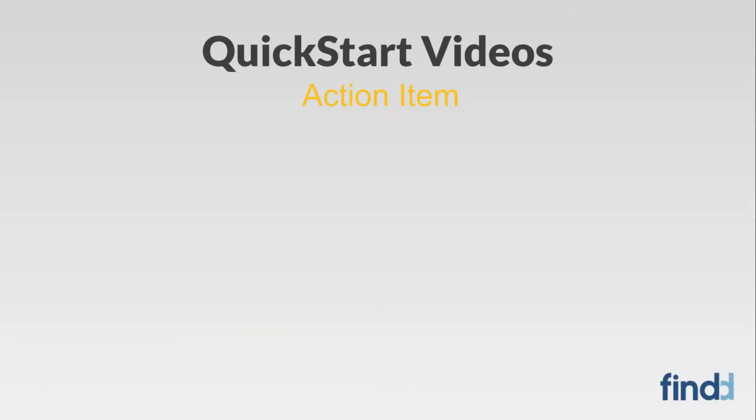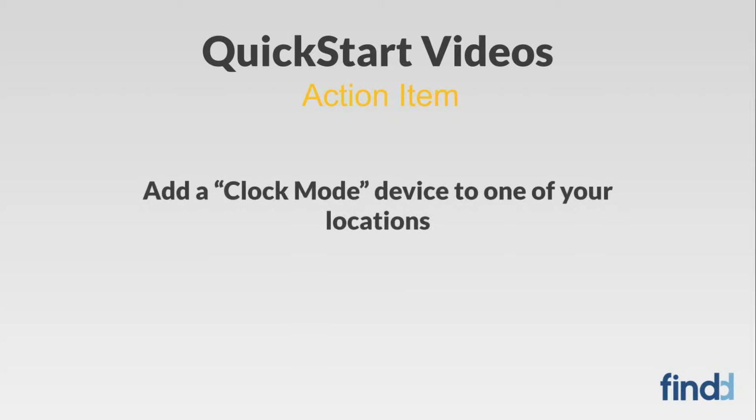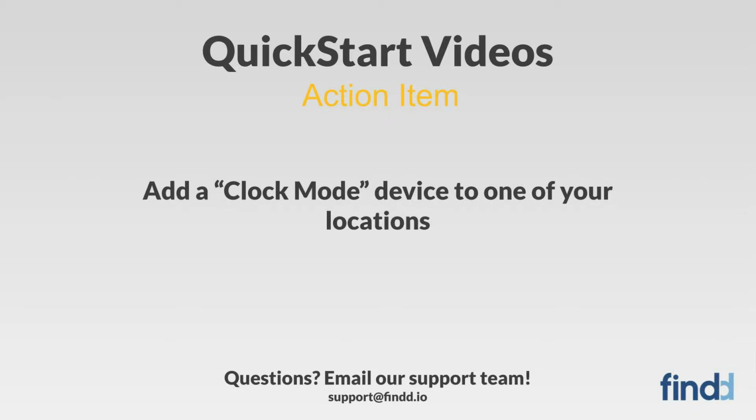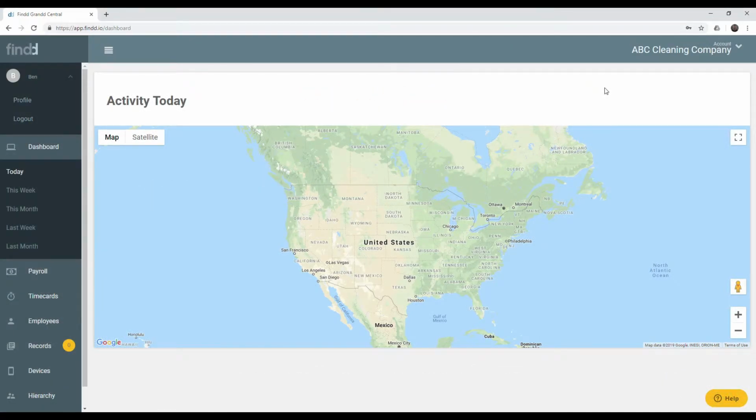Now that Ryan has taught you all about the different clock modes, here is an optional action item for you. Your action item is to add a clock mode device to one of your locations. Here is how you do it. Let's say that in my north region I have a location, let's say location 1, and it is a big warehouse, and I want to put a device on the wall for all of my employees to use.